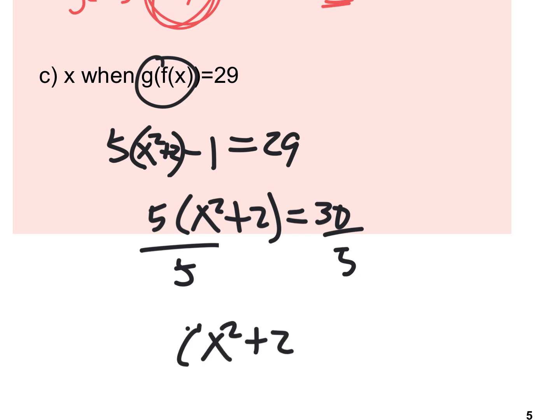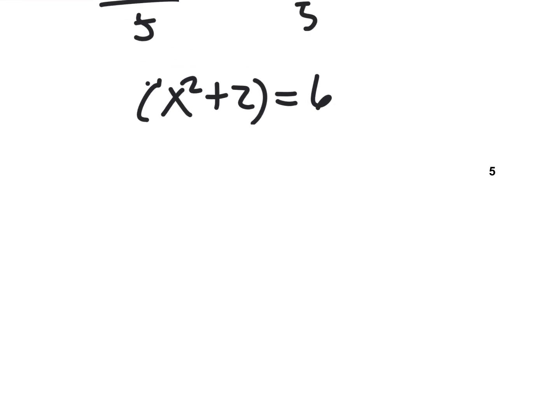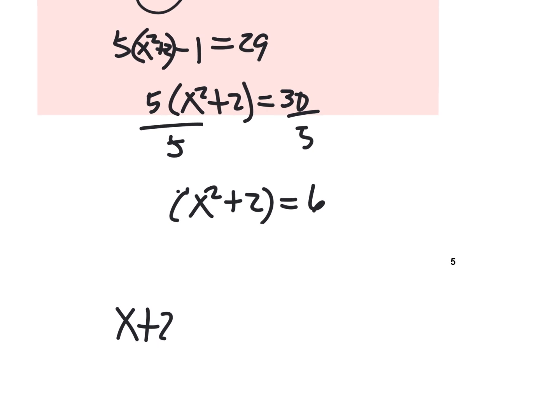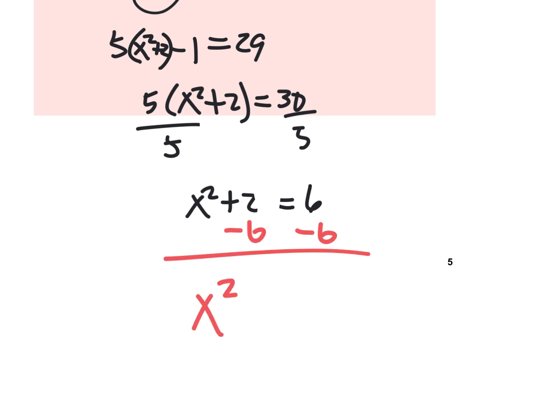X squared plus 2 equals 6. And then that breaks up into two things. X plus, wait, it's in parentheses. I thought it was absolute value. Sorry. It's in parentheses. So then I'm going to drop those parentheses. You can do that if there's nothing you can do in it and there's nothing being multiplied by it. You can just drop the parentheses. And now I'm going to subtract 6 from both sides to set it equal to 0. And I'll have x squared minus 4 equals 0.